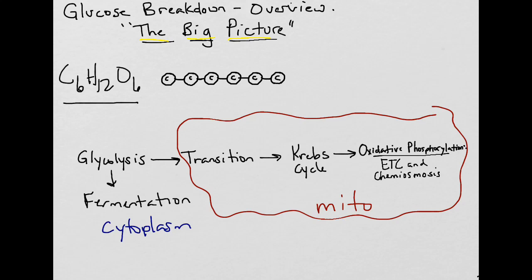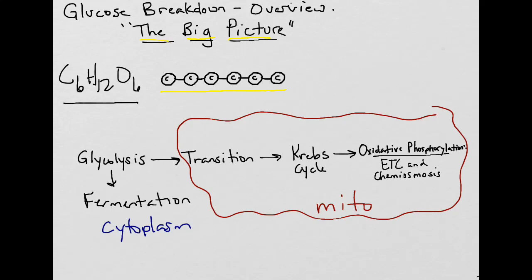So we know glucose is C6H12O6, and we're going to draw glucose linearly. So you can see there's those 6 carbons all in a row. Remember, these carbons are covalently bonded, and the energy is stored in those covalent bonds. So that's our potential energy in glucose. We're going to break it down and turn it into kinetic energy in the form of ATP.